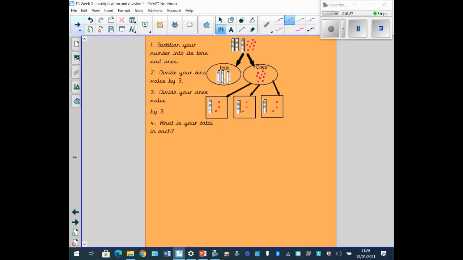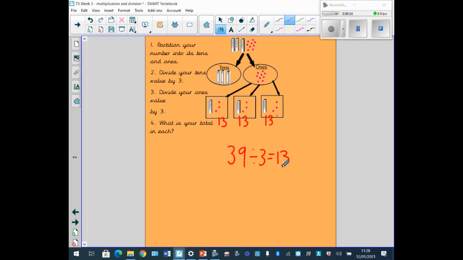Now then, how many have I got in each group? Here I've got 13. In this group I've got 1 10 and 3 1s, so 13 again. And in this group I've got 1 10 and 3 1s. So 39 divided by 3 equals 13.